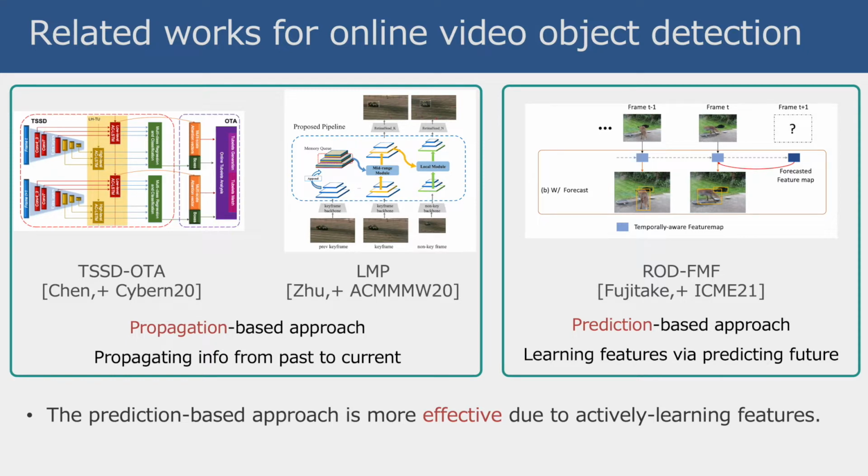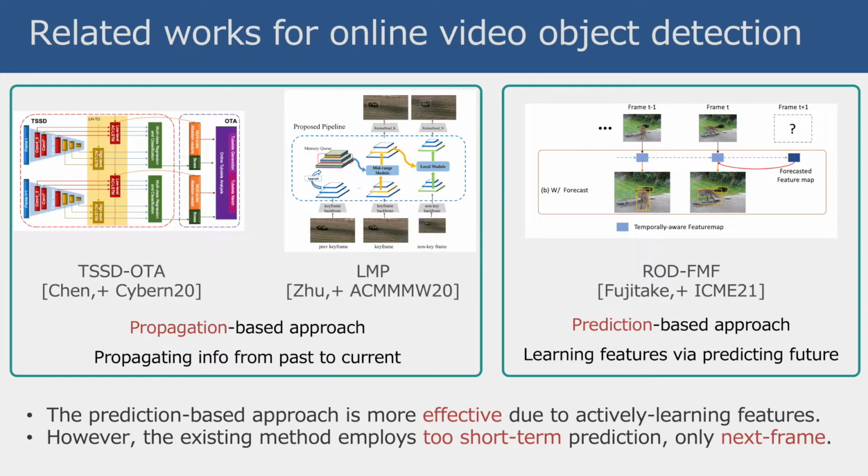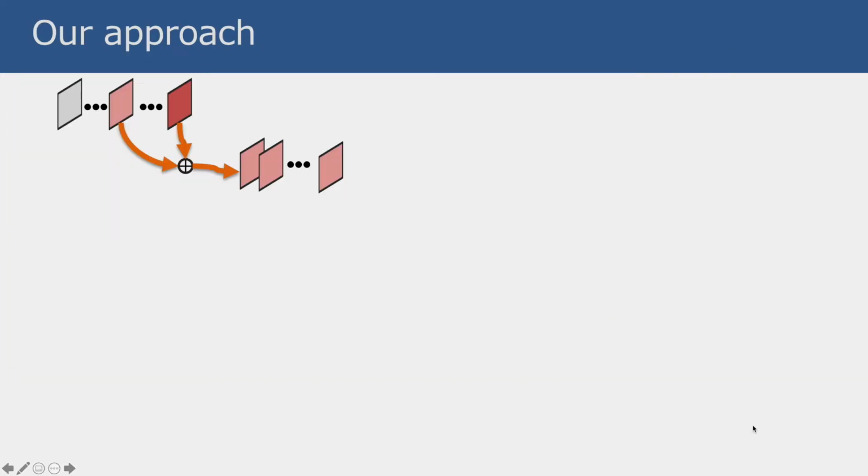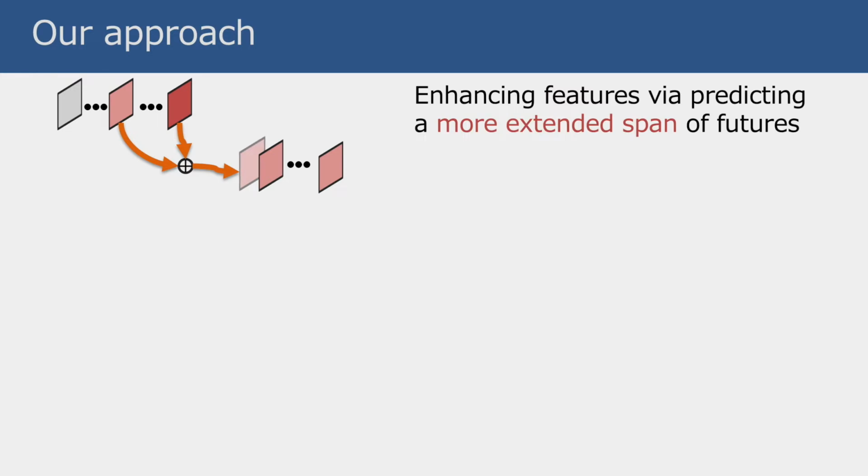to predict the future state. However, the existing method does not fully utilize future information because it only exploits the short term, the next frame. Therefore, the motivation of our research is to use longer-term future information to enhance the features. However, long-term prediction is difficult due to the uncertainty of the future.